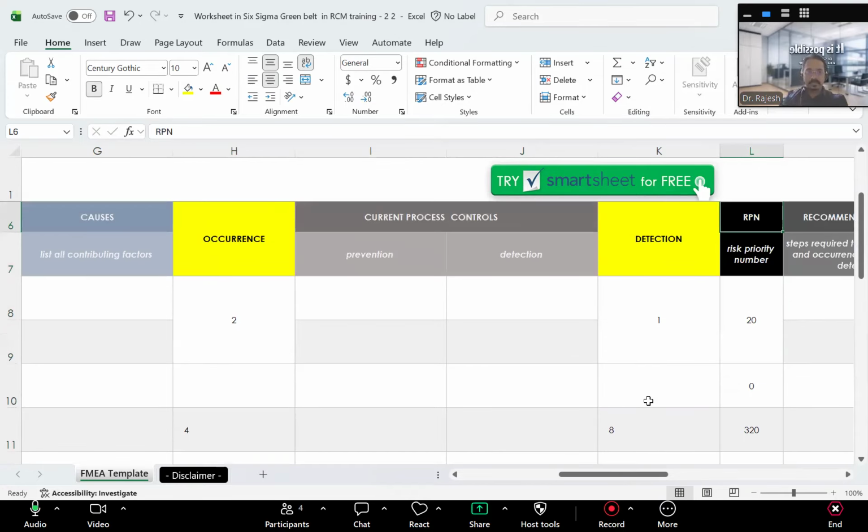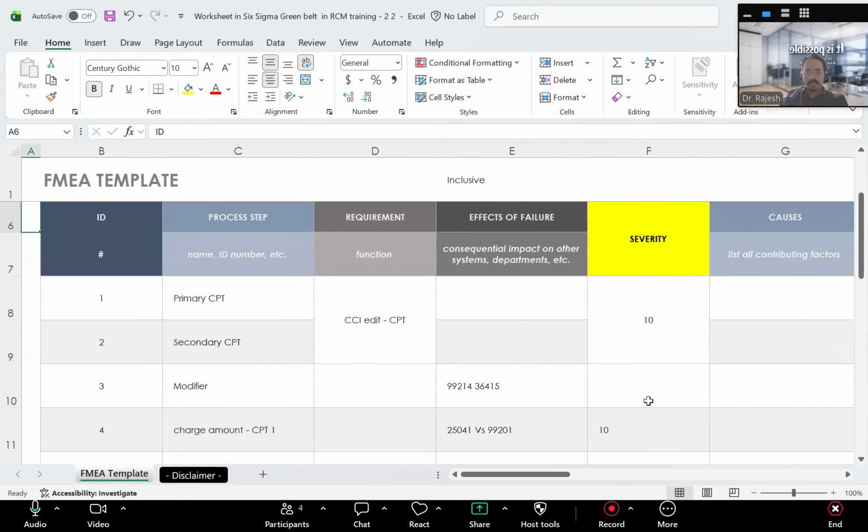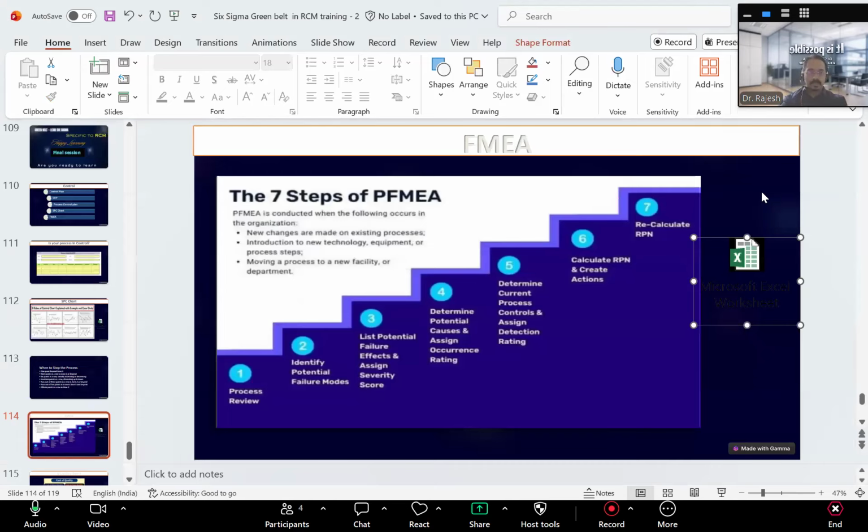And this is a very, very powerful one. We'll call this an FMEA. Whenever you're doing any transition, please bring FMEA into place. That is going to solve the majority of your problems, right? And this is what is very important, what we're trying to cover.